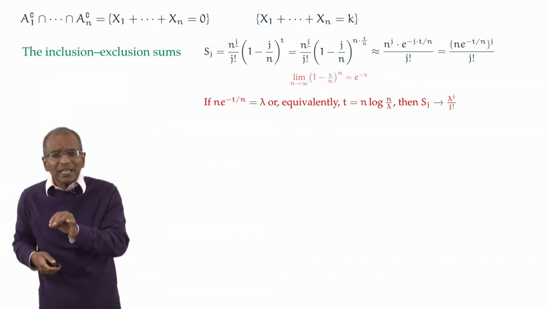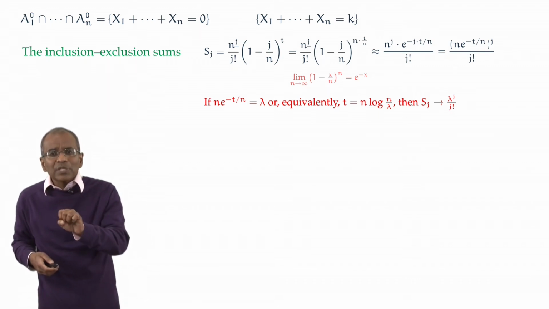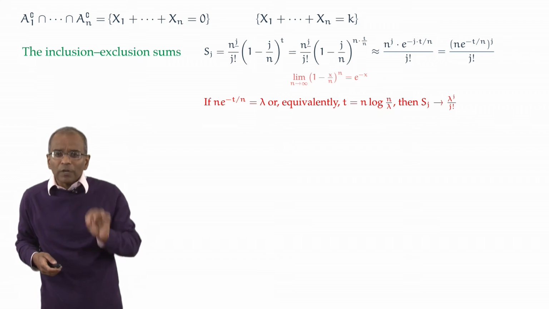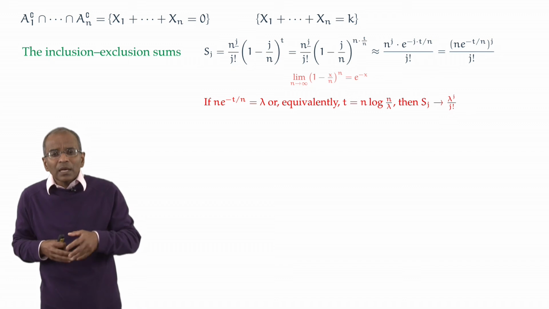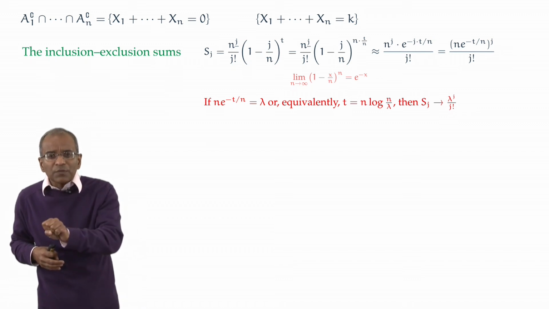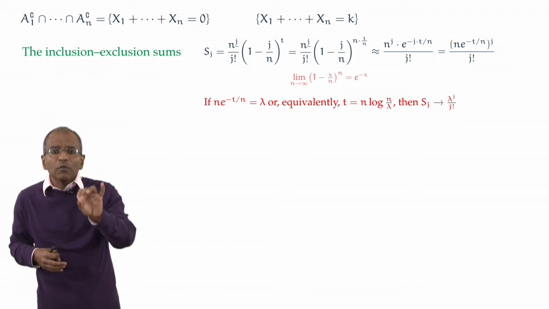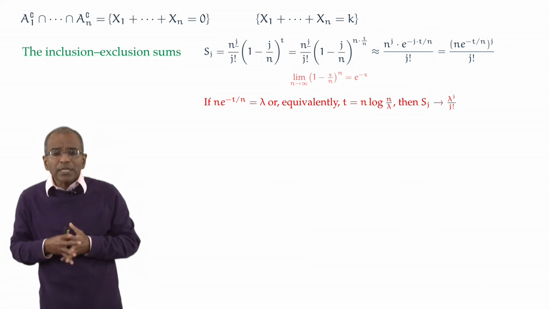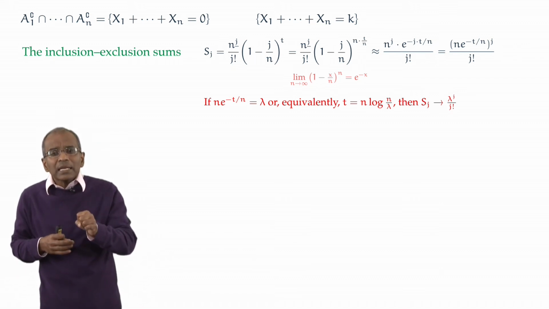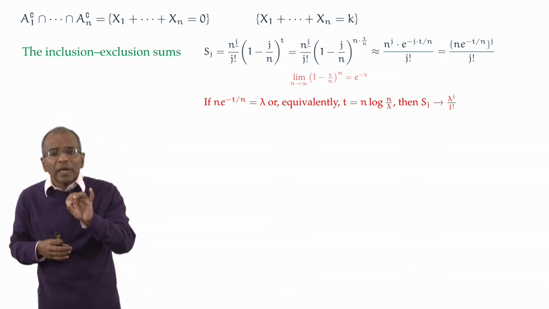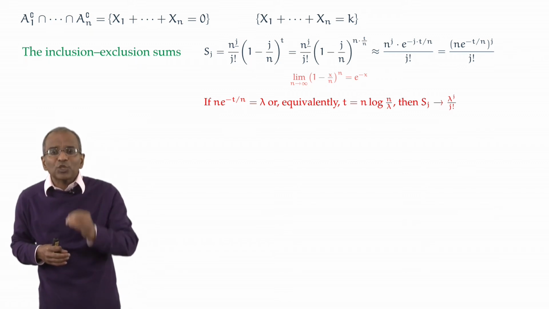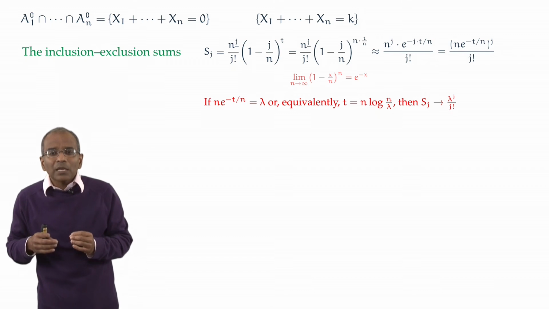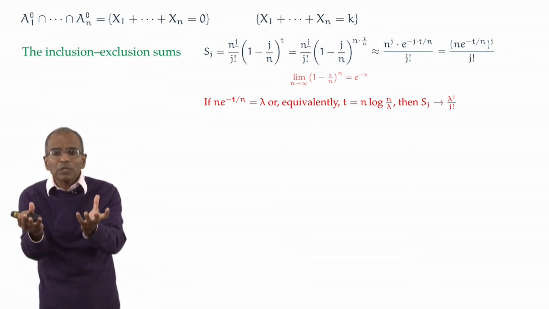I find that t is n times the logarithm of n over lambda. The logarithm is to the natural or Napier base. If the number of purchases is n times log of n over lambda, or the nearest integer to it, then the inclusion-exclusion sum S_j behaves like lambda to the power j over j factorial, and bingo, we've got it. We've got a Poisson sieve.